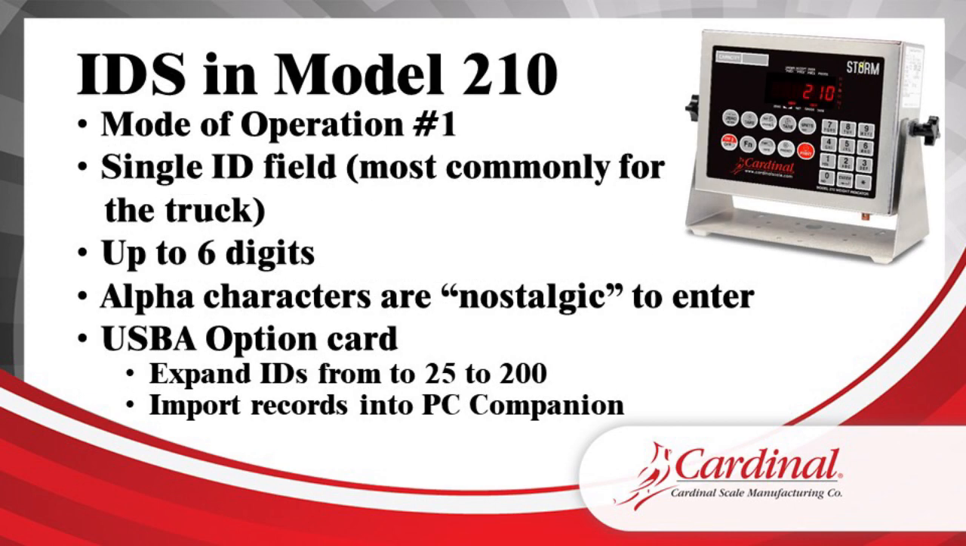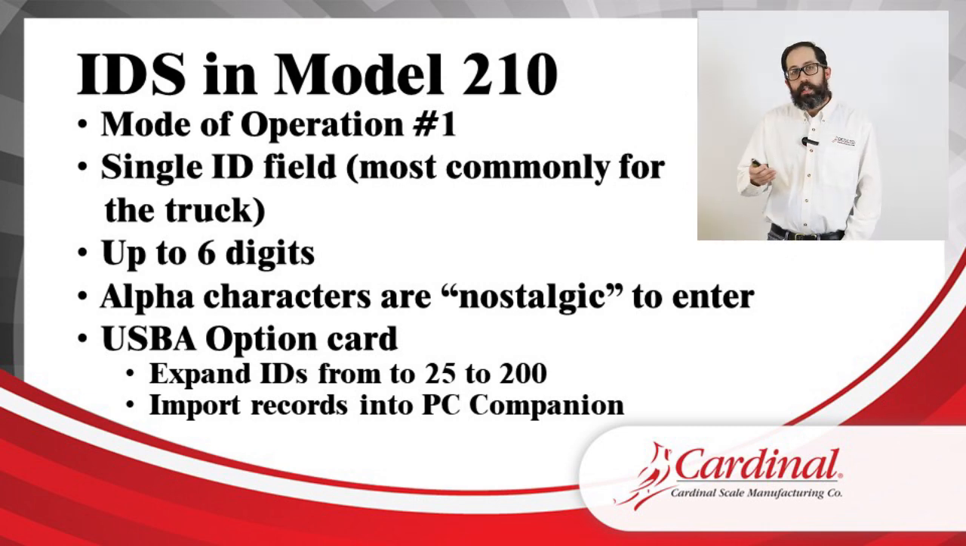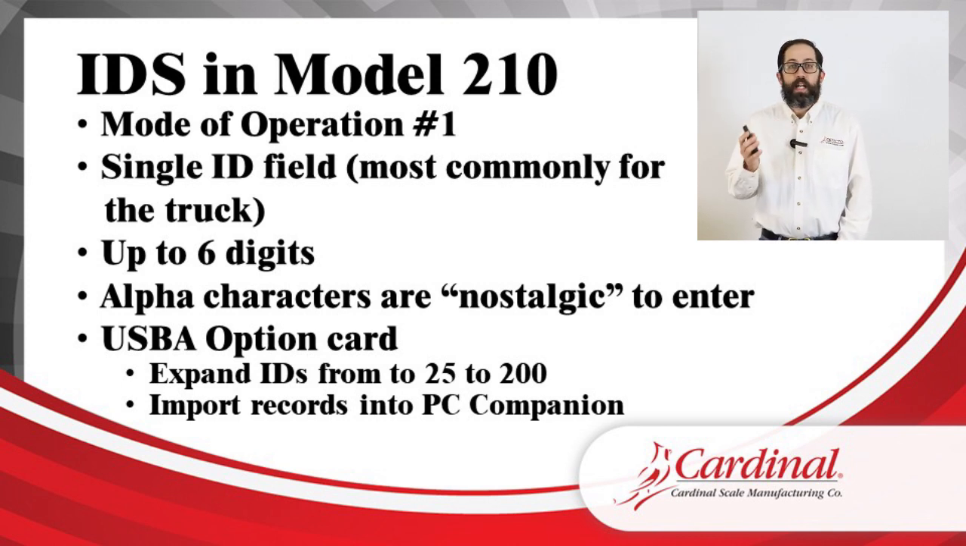So, like I said, the first indicator we're going to look at today is the Model 210. Before we look and see some of the operation on the 210, I want to go through a few of the basic features of the 210, kind of what makes it different from the other indicators we'll be looking at today. One of the things is the 210 has a single ID field. That means we can just put in the truck number or the rail car number or again, a laundry cart number, whatever that container is, whatever that vessel is, we just have one ID field.